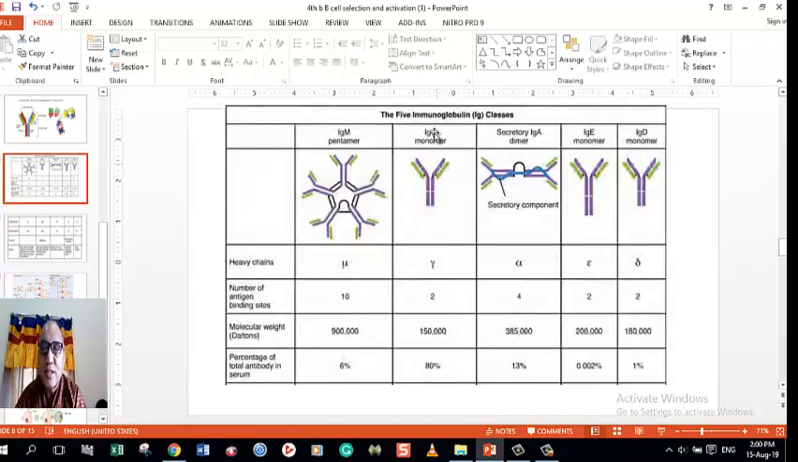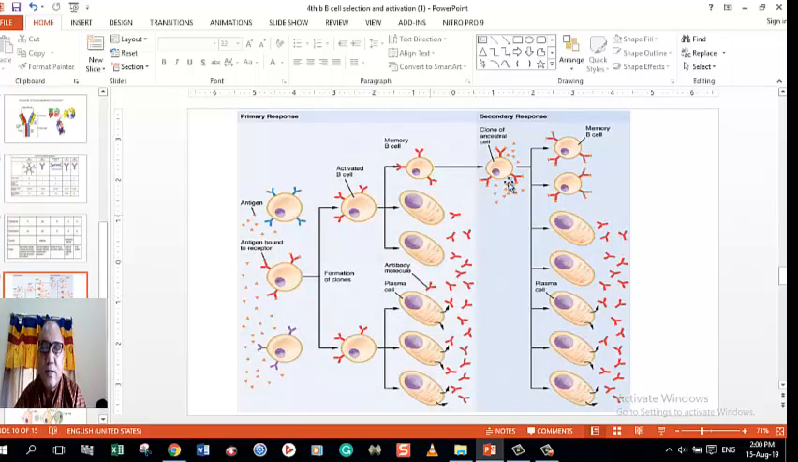This is IgG, which I said to you. Initial primary one is IgM, and second is IgG. Alright, this is what is very important. Like these two, although the antibodies look similar, this is IgM and this is IgG, immunoglobulin G.